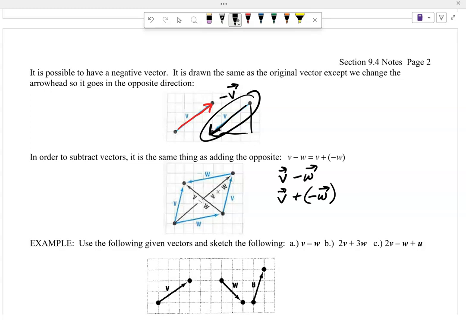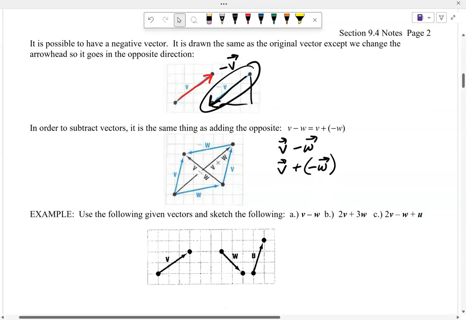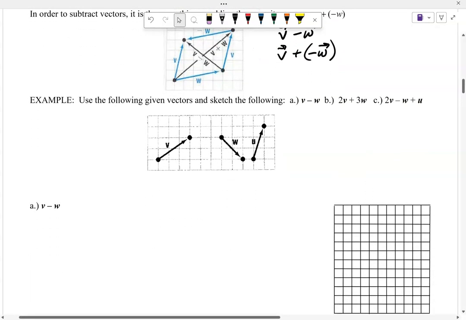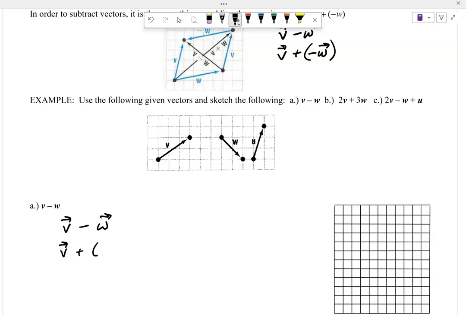And we'll do some examples here. Let's do this first one. Here's our vector v, vector w, and vector u. The first one we're going to do is vector v minus vector w. So we'll go vector v plus, and then we'll go in the opposite direction of w.